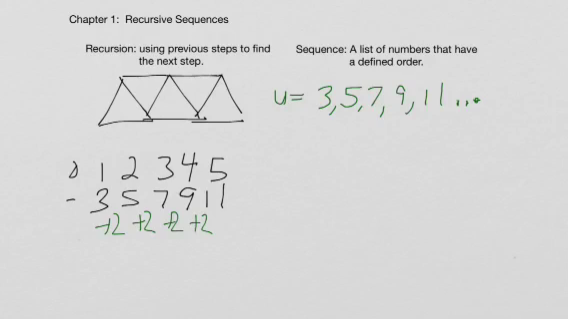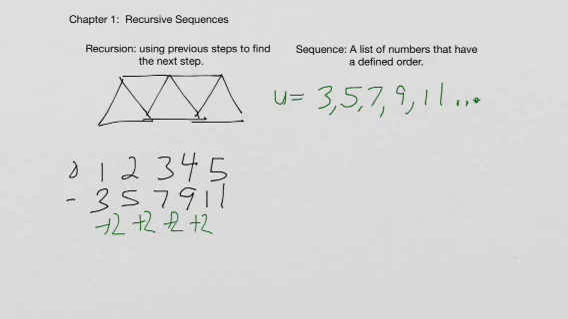And U is not really sacred for dealing with sequences. We use U in this class because, as we use the graphing calculators, U is a variable that it likes to use for sequences a lot. So we'll be using U to represent that.